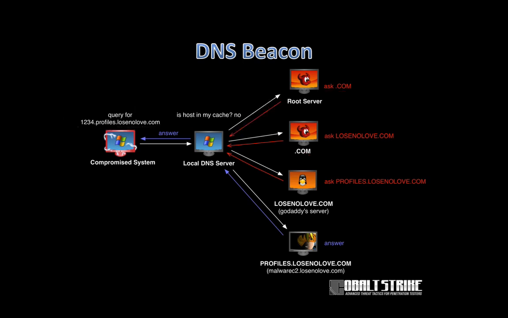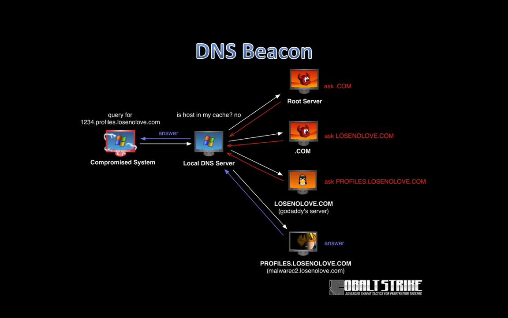And our local DNS server, undeterred, is going to try again. So what it does is it reaches out to the .com server. It says, .com, do you know the 4-byte value, the A record value of this request? And the .com server is going to say, no, I don't. And it's going to direct us to instead consult the server that is authoritative for losenolove.com. So it's going to send that information back to us.